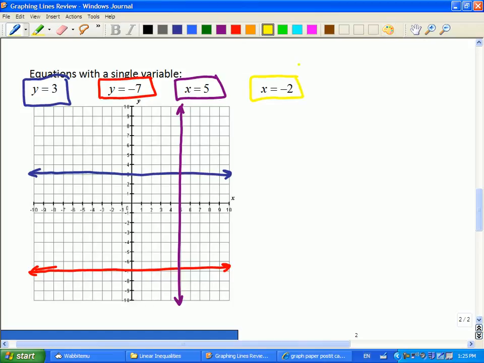And for the last one, at x equals negative 2, again, that is saying every value of x is negative 2. So here's a graph where every value of x is negative 2. Bright. Good color choice. The green is pretty too.